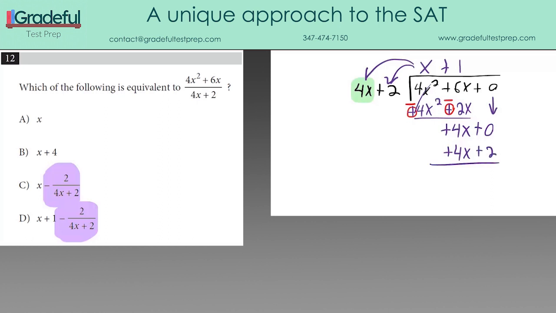And now we'll subtract straight down, like we said, by taking each sign and physically reversing it. So 0 minus 2 is -2. 4x minus 4x cancels, and we have, at the end of all of this, a remainder of -2. Now, like we said in the beginning, when you're dividing, the remainder goes as a numerator over the denominator, which is the thing you're dividing by. So the answer here would look like x plus 1 minus 2 over 4x plus 2. And that exactly matches answer choice D for number 12.